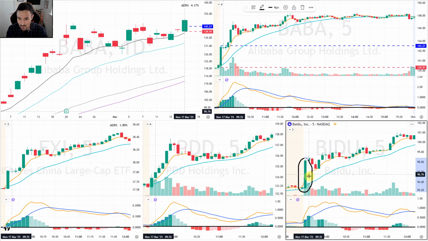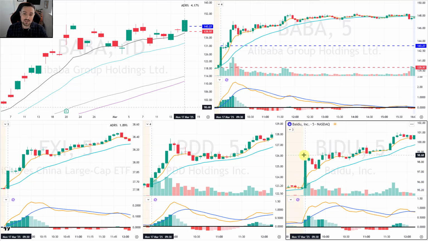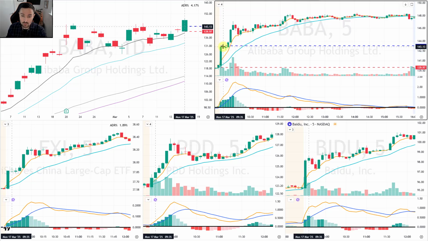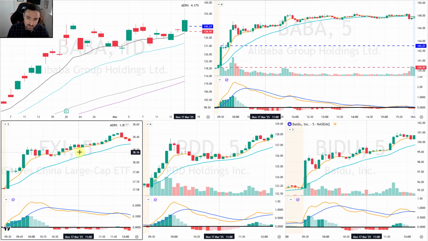So BIDU, look at the strength of that first 5-minute candlestick. Appreciate the volume is being hidden behind the bar, but there's good volume coming through. So this is what I'm looking for. I'm looking for this strength to be seen, not only in the individual stock, but I'm also looking at the wider group. So looking at an applicable group ETF, such as FXI, if I'm looking at large cap Chinese related stocks.